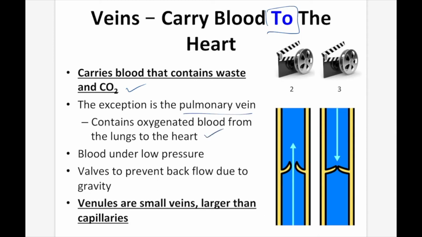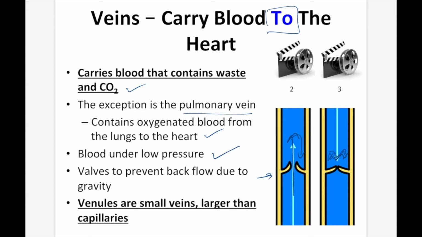Now, no matter what vein we're talking about, blood is going to be under low pressure. So how are we going to move our blood from one place to another if it's under low pressure? Well, we're going to have these valves, and that's shown here. So these valves show a one-way motion of blood. So blood can go up here, but as soon as it gets up here and wants to fall back down, well, it hits these valves, and it can't. So blood is going to sort of pool in this area here.